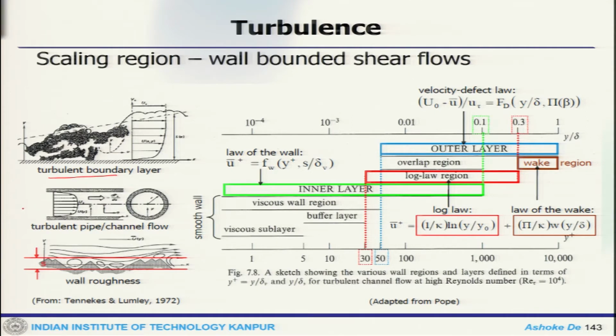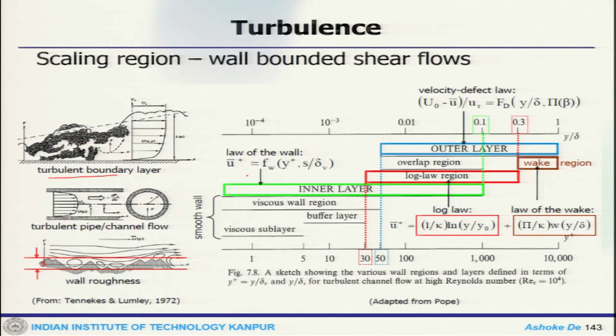You have a turbulent boundary layer over a flat plate, turbulent pipe or channel flow, and wall roughness. If you combine them together, you get three different layers: the inner layer, the log layer, the overlap region and the outer region. This is the complete velocity profile in the boundary layer, and in a smooth wall you have the viscous sublayer, buffer layer and viscous wall region.